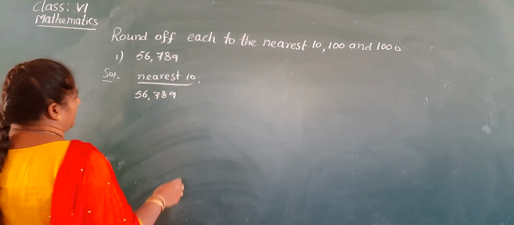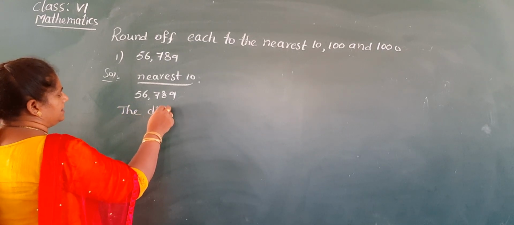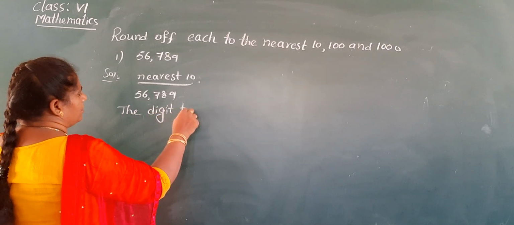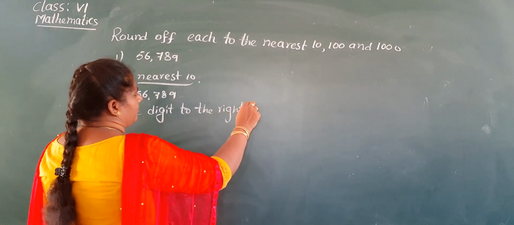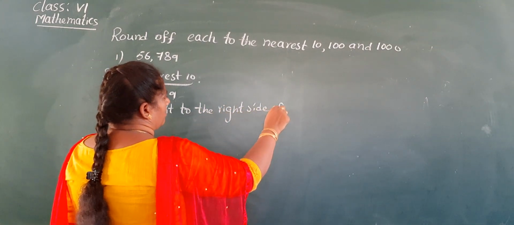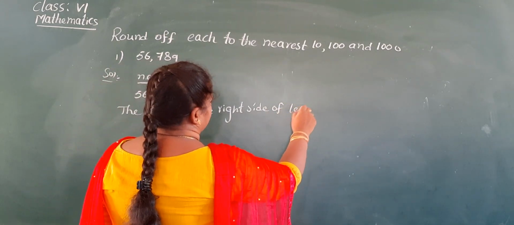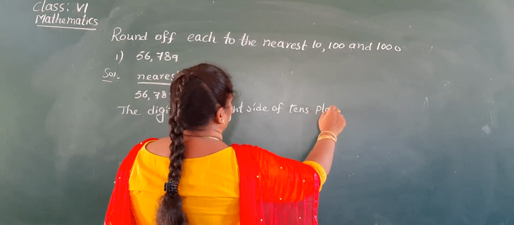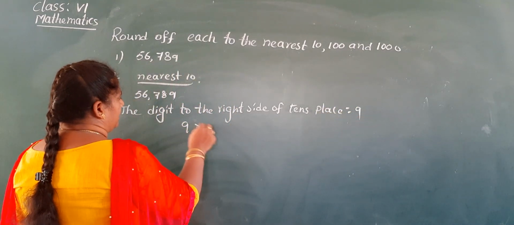56,789. Okay, the digit to the right side of the tens place. The digit to the right side, the ones place. The right side of the tens place is the ones place, okay? It is not equal to 0. So it is greater than 5.